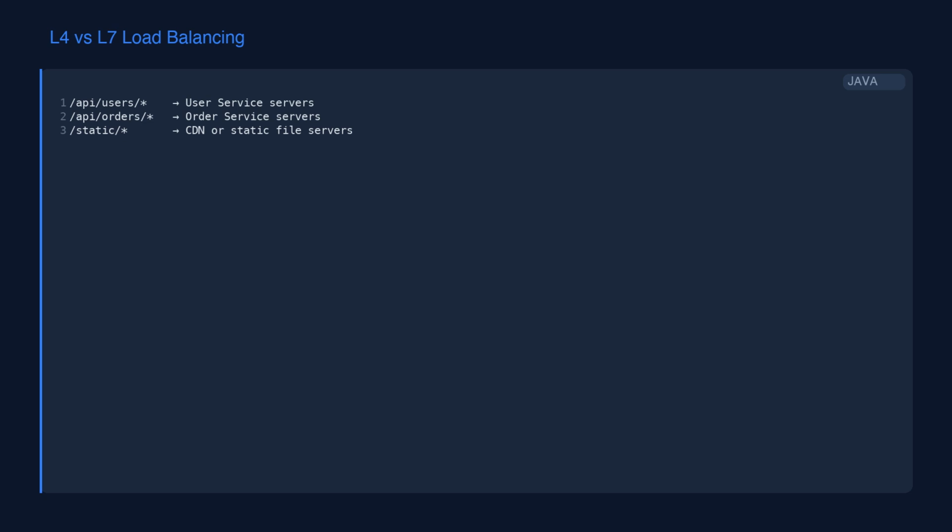Now, to see this Layer 7 magic in action, take a look at how we can route traffic based on the actual URL path. For example, when a request comes in for user-related data, the load balancer directs it straight to our dedicated user service. If a customer is placing an order, that request gets routed to the order service, while any requests for static assets like images are sent directly to a CDN. This kind of smart routing is what keeps our backend architecture incredibly clean and highly efficient.